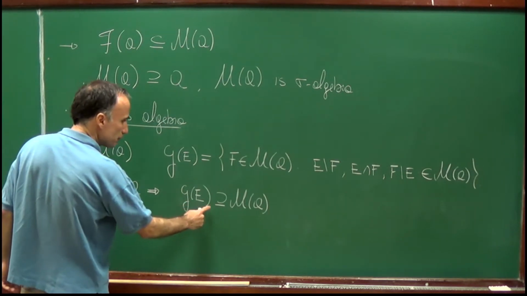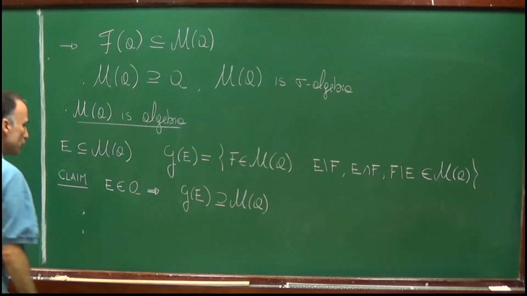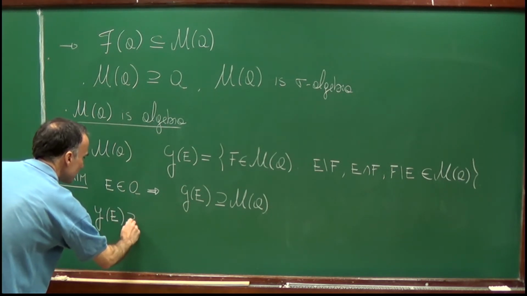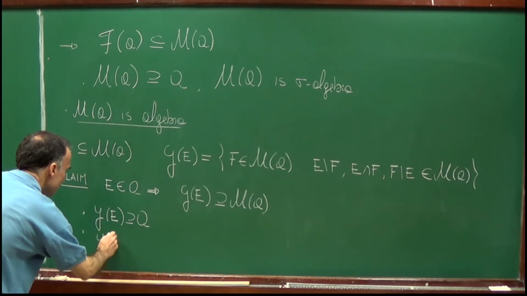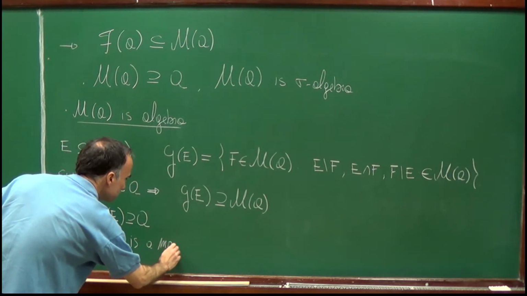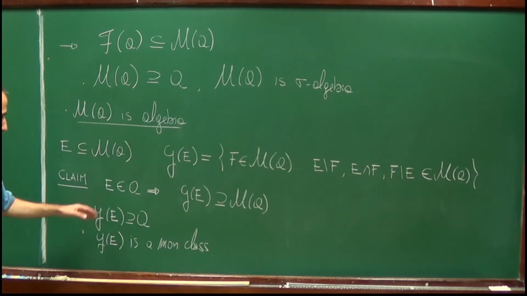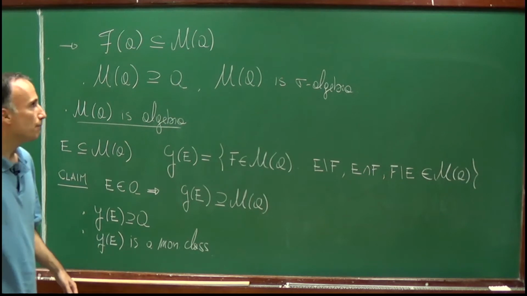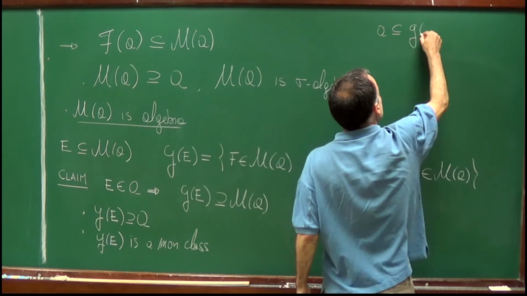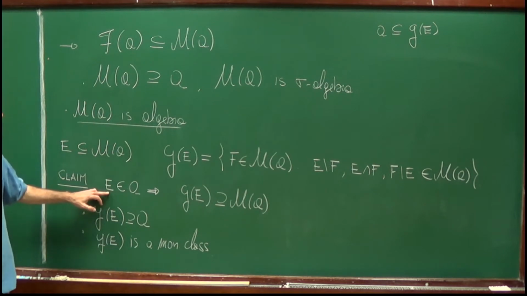To prove that G of E contains this monotone class, I have to show two properties. First, that G of E contains the algebra, and that G of E is a monotone class. So let's prove these two properties. I will start with the first one. I want to show that A is contained in G of E.